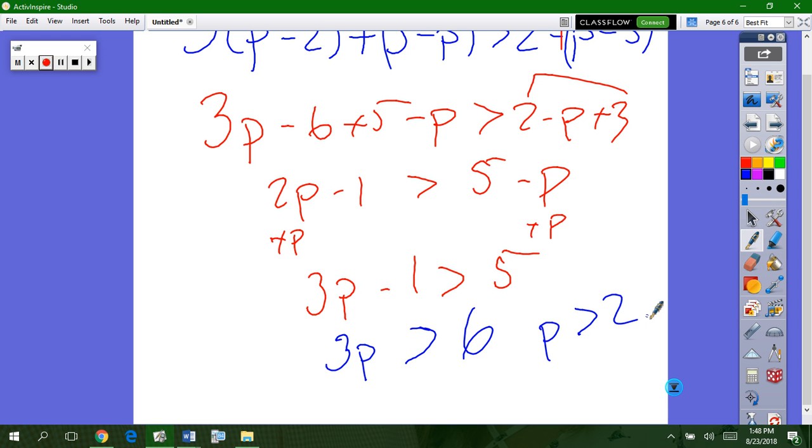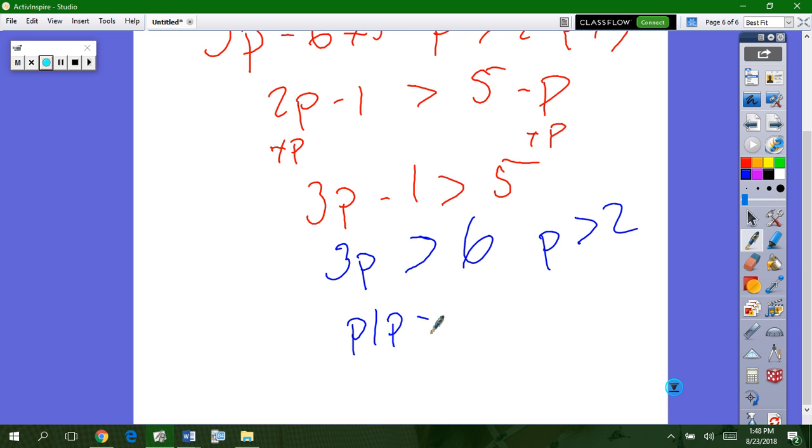How many of you guys all got that? Most of you. Tyler! Hi. Did I mess up? Oh, I asked how many got that, huh? Sorry. Okay, let's put it in interval notation: P such that P is greater than 2.